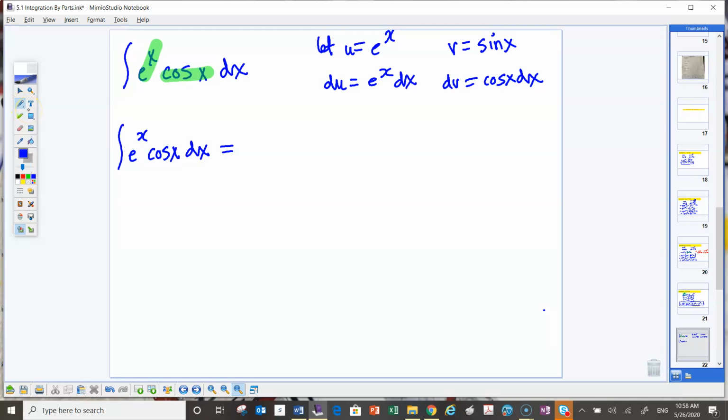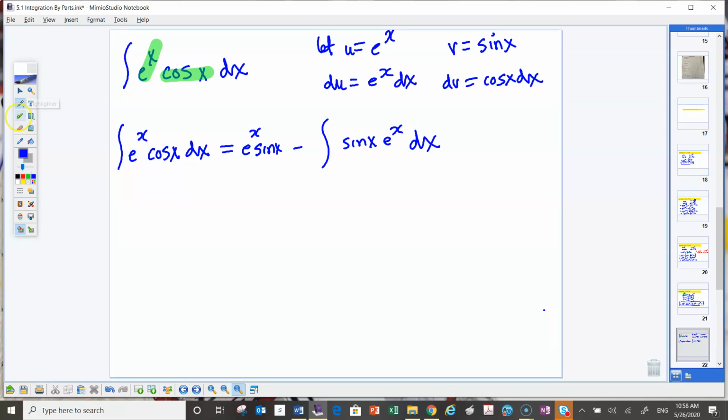That's an indication that when we do the integration by parts, we're going to end up with something in our answer that's the same term as our original question, and then we'll finish it off very similar to what we did in the first video on integration by parts. So again, here's my question, and then we'll go through the integration by parts, which is u times v, so e to the x sine x minus the integral of v du, which would be sine x e to the x dx.